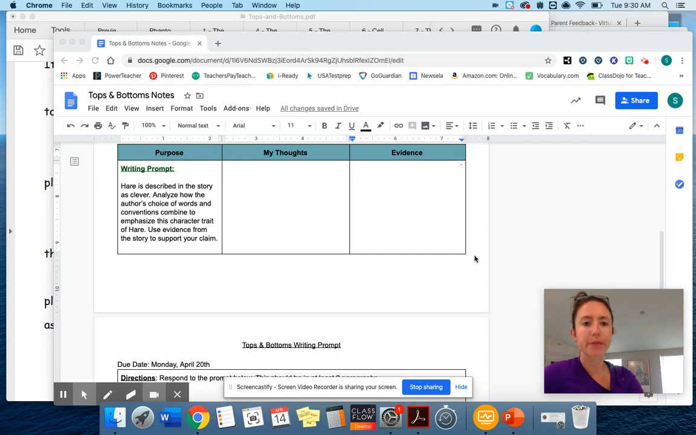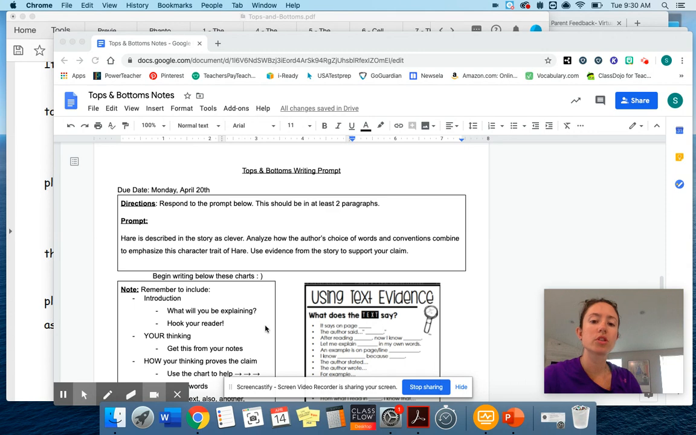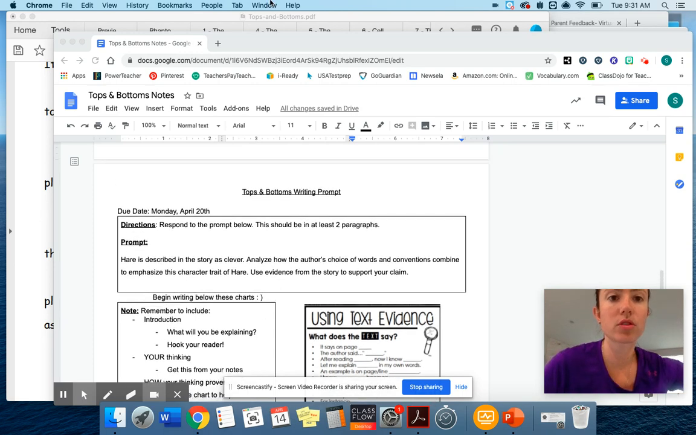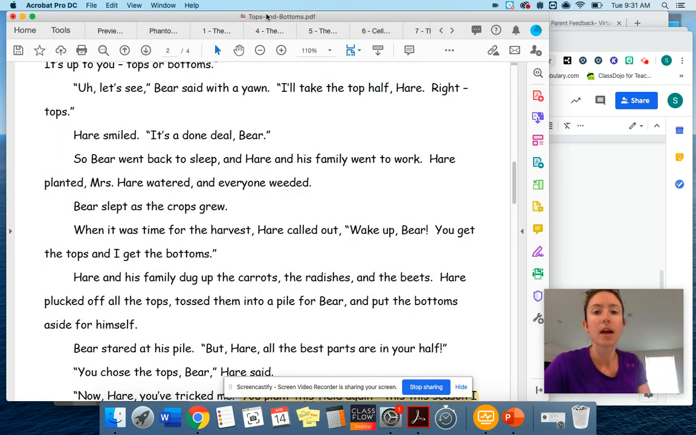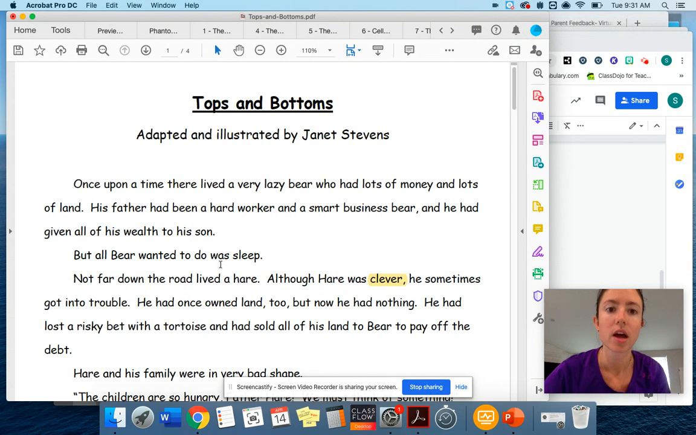You'll have one writing prompt a week. However, I wanted to model for you how to use your notes document and then how to take your notes and turn it into a prompt response. So I am going to model this with the story Tops and Bottoms that you guys read before break. I am doing this so that I don't write your Phantom Tollbooth writing response for you. Instead, I want to talk you through strategies and how I think through things, how I formulate my thoughts, how I back that up with evidence, and then how I turn it into a response.